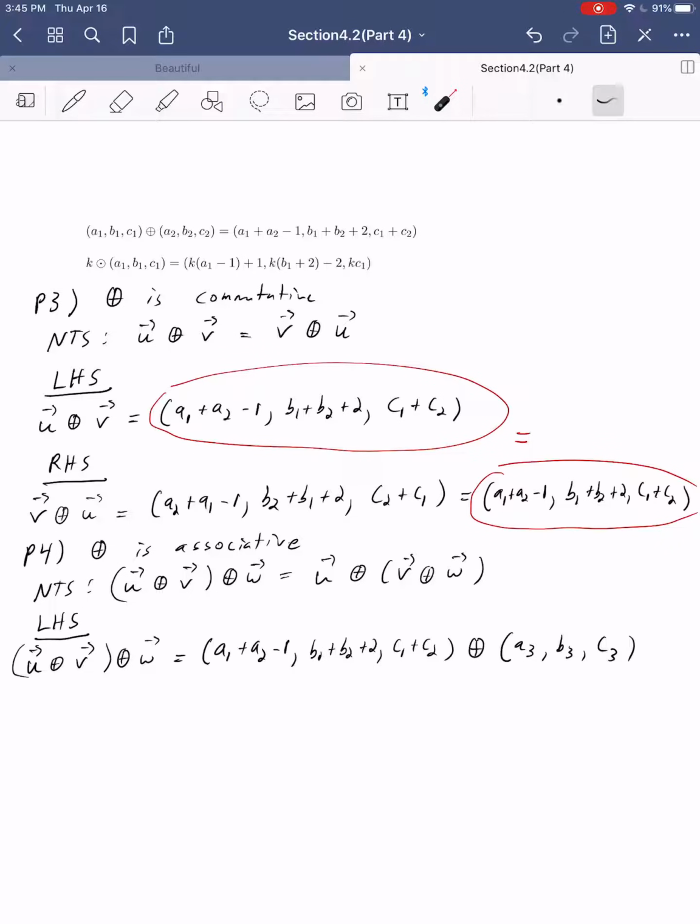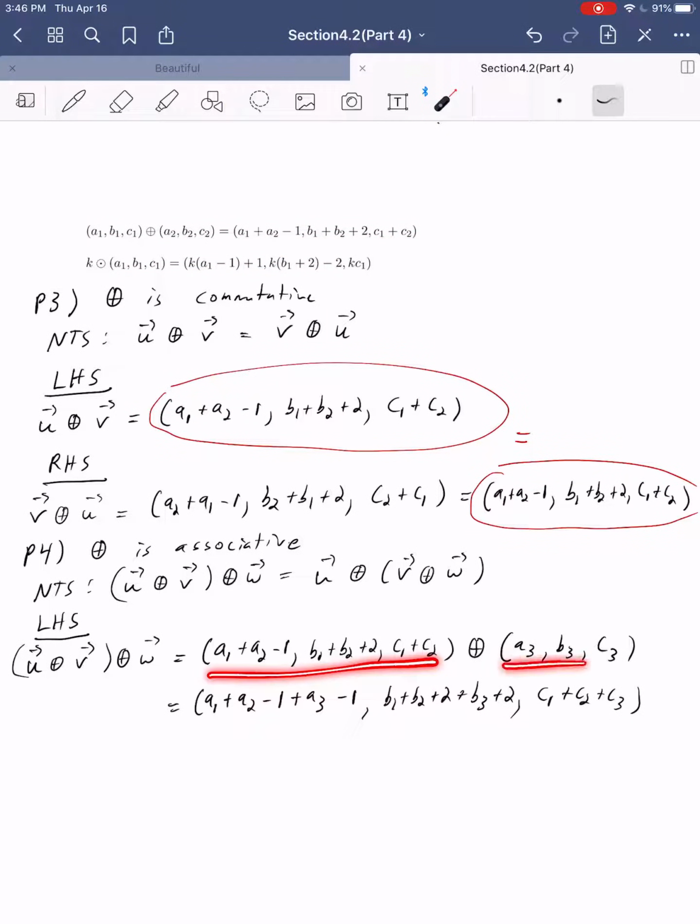Now, how do we add these? Well, we know that according to the operation, what we're going to do is add these two, and then subtract 1, then add these two, then add 2, and then just add these guys as normal. So this is going to result in a1 plus a2 minus 1 plus a3 minus 1, b1 plus b2 plus 2 plus b3 plus 2, and c1 plus c2 plus c3. And again, to get this, we're just following this definition here applied to this guy and this guy. Okay, let's go ahead and take a look at our right-hand side and see what we have over there.